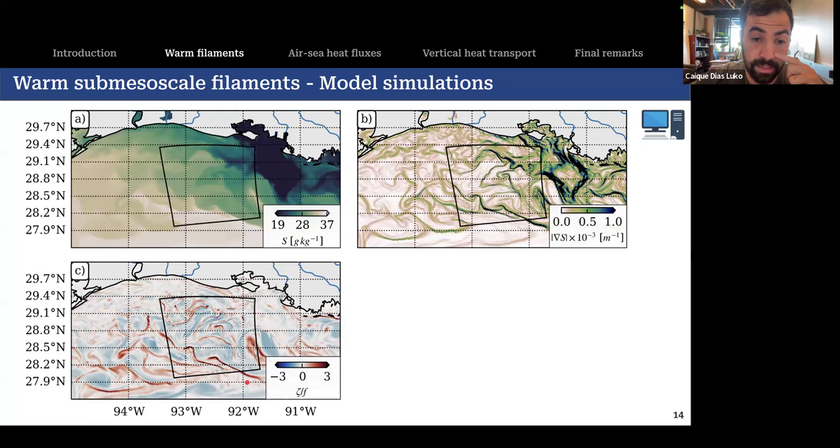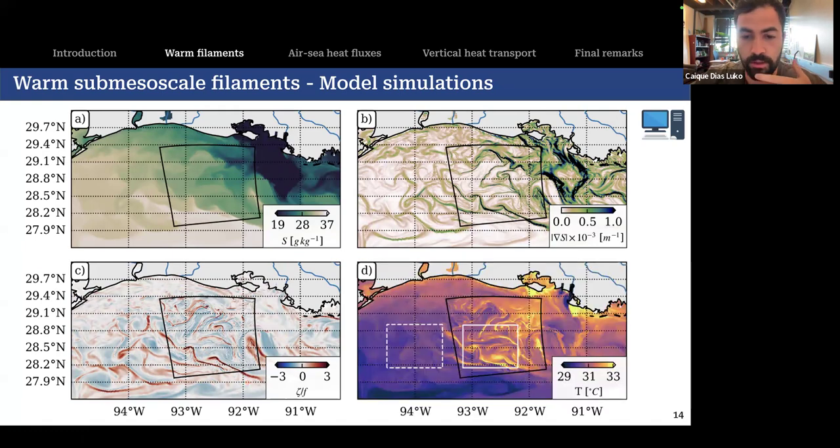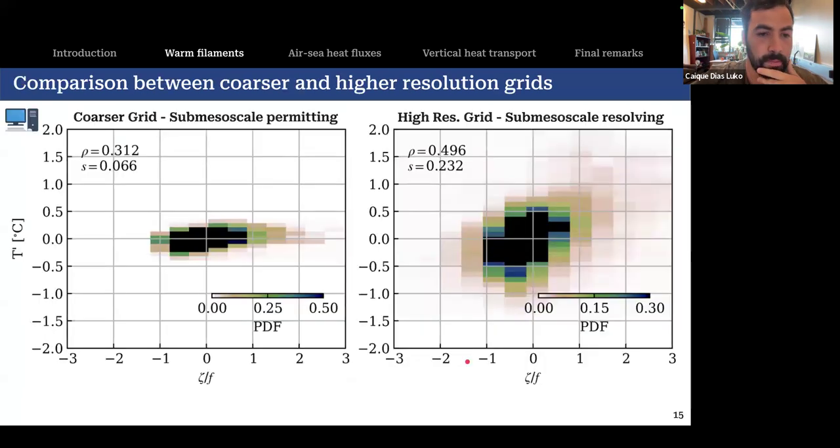And we were very happy to see that in the model, we actually also represented the formation of the warm SST filaments. And in particular, they're more intense in the child grid where we resolve more of the mesoscale activity. We can do a comparison of how the two different solutions differ, how they perform in representing the filaments. And so in these two different boxes, we computed joint PDFs of the Rossby number with the submesoscale temperature anomaly. On the left, we have the PDF for the coarser grid, and on the right, we have the PDF for the higher resolution grid.